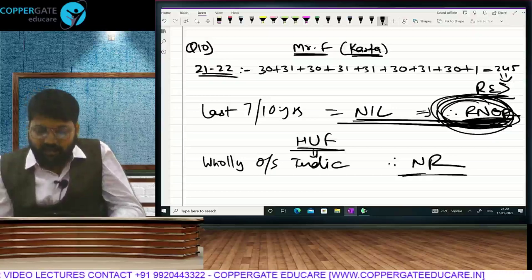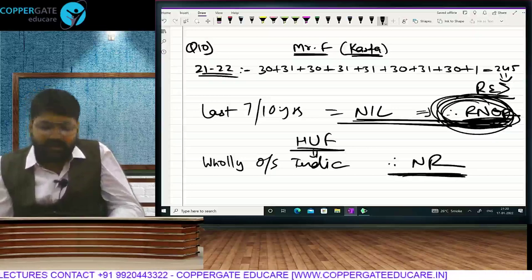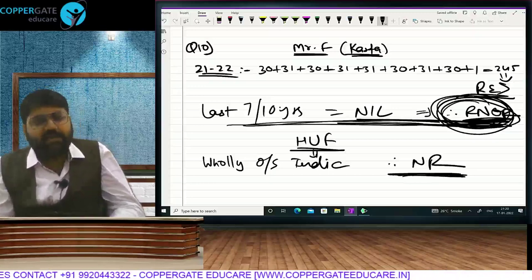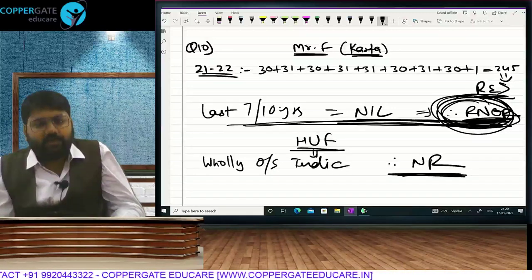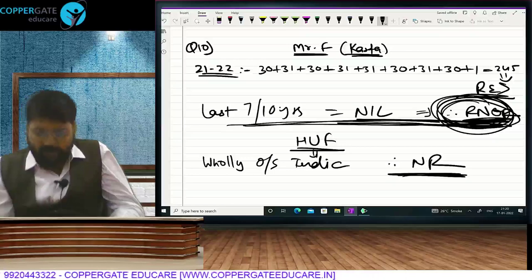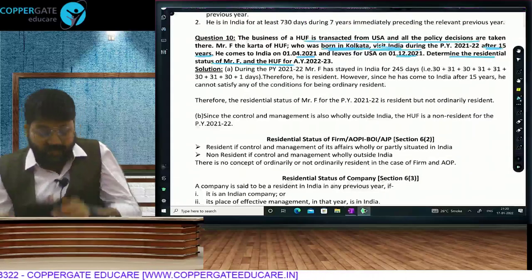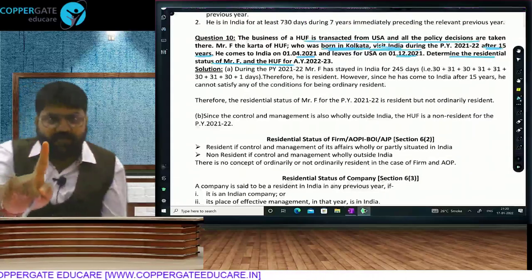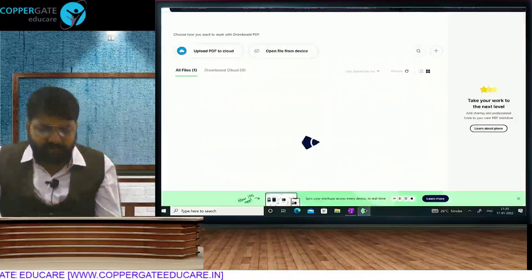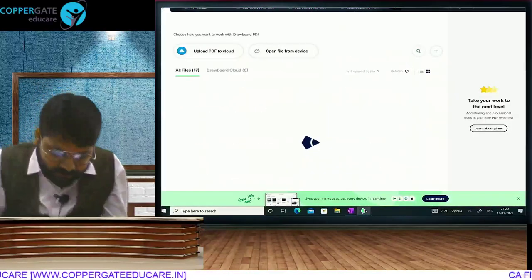Otherwise, in a case like this, we don't need this data. Are we clear? All of us? So, that's the end of question 10. We have missed only one question because that's on scope of total income, which is the only question that we have not done till now.